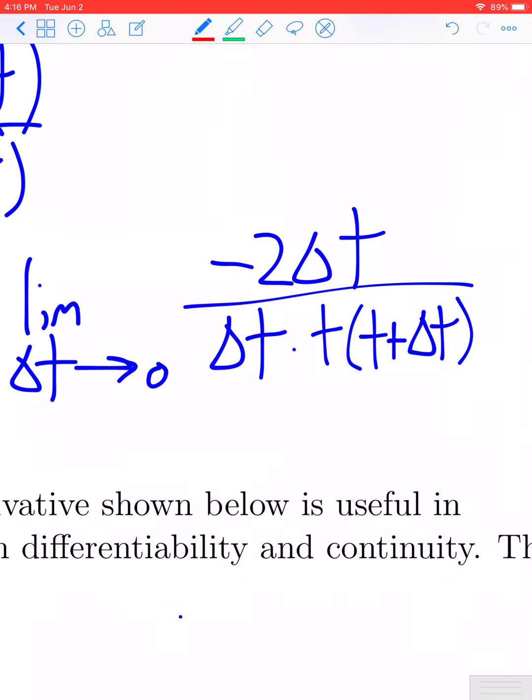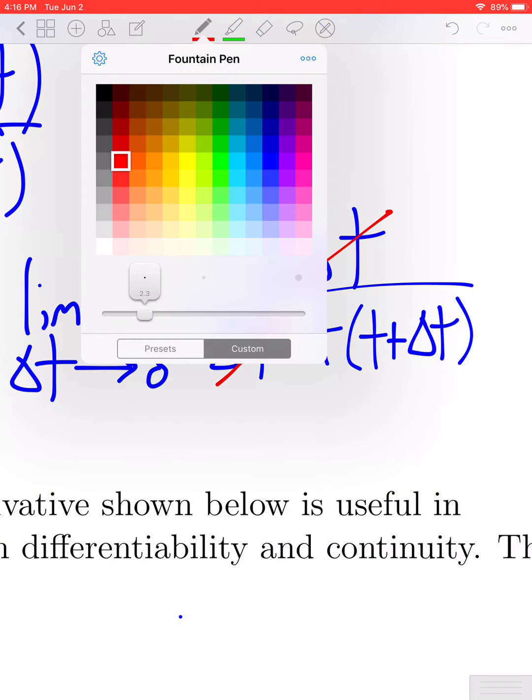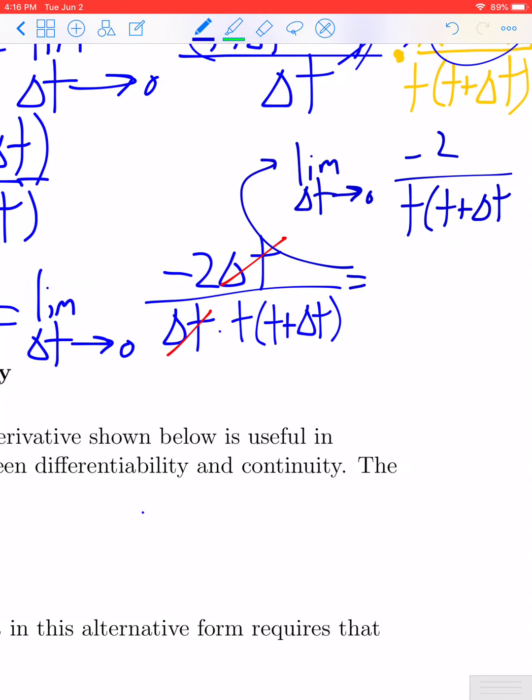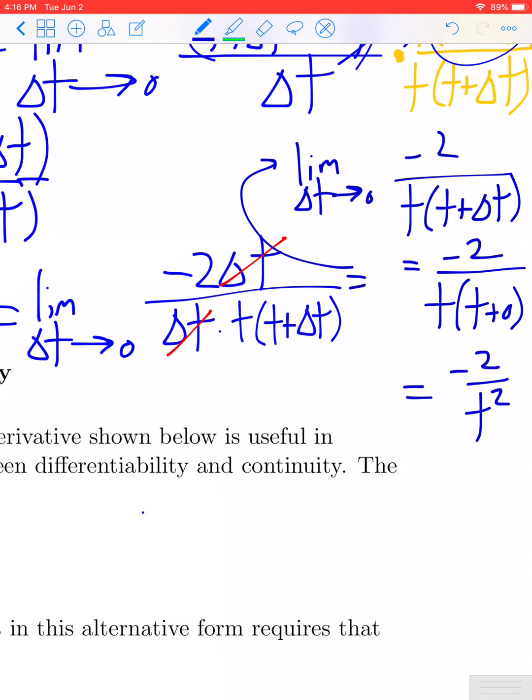And now the common factor of delta t cancels, so this delta t cancels with this delta t. So we have the limit as delta t approaches 0 of, let me write it elsewhere so we can save a little space here. So this is the limit as delta t approaches 0 of negative 2 divided by t times t plus delta t. And now we're in a spot where we should be able to plug in the delta t for 0. We're going to get negative 2 divided by t times t plus 0, which is going to be negative 2 over t squared.